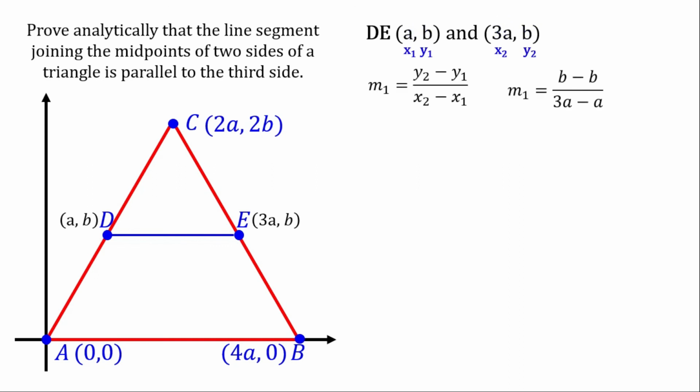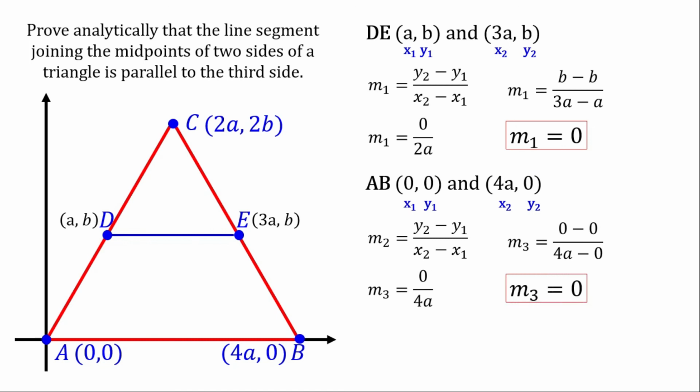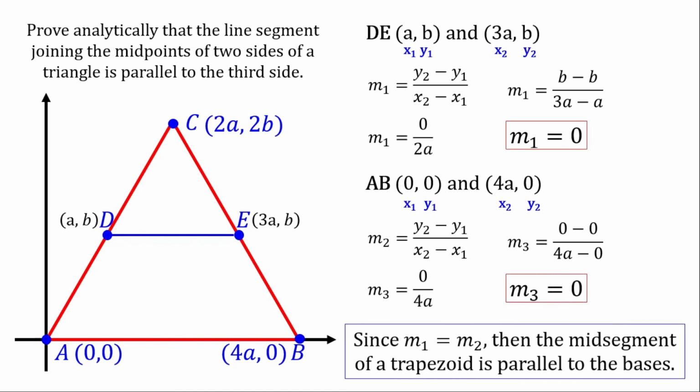Let's get the slope of DE, that is 0, and the slope of AB is also 0. Since these two lines have equal slopes, therefore the midsegment of the triangle is parallel to the base.